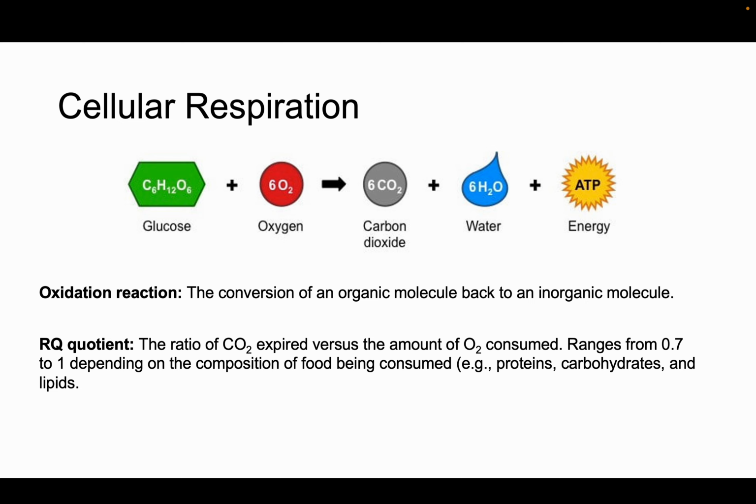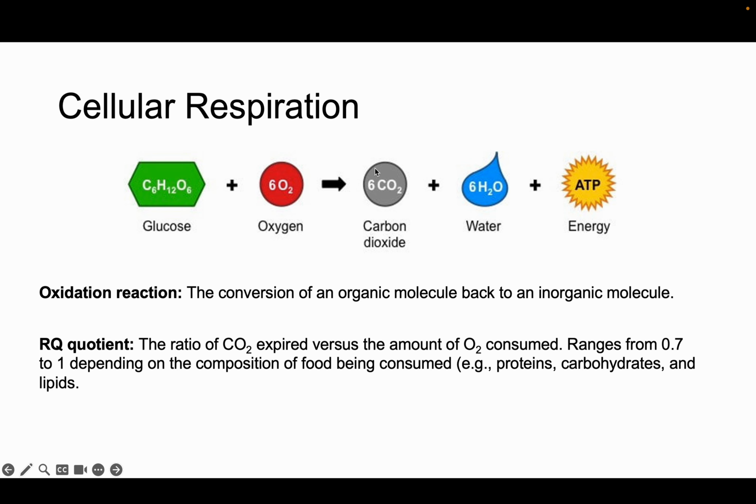If we take a look at the cellular respiration equation, there is something that we need to talk about before we finish up, and that is the RQ quotient. The RQ quotient is the ratio of, you can think of it, carbon dioxide expired to oxygen consumed. You can also think of it as oxygen to carbon dioxide whenever we break down a certain molecule. So in this example, whenever we break down one molecule of glucose, this requires 6 oxygen molecules and we yield 6 carbon dioxide. Now, 6 to 6, that's a 1-to-1 ratio.